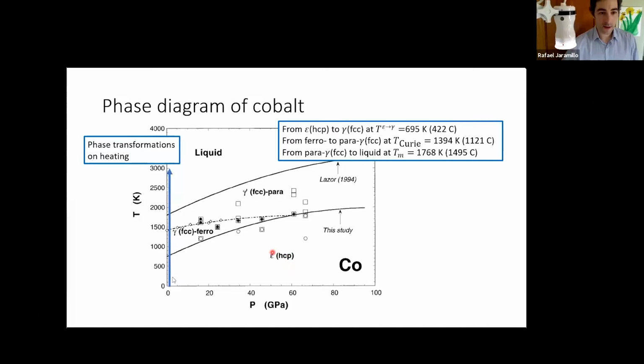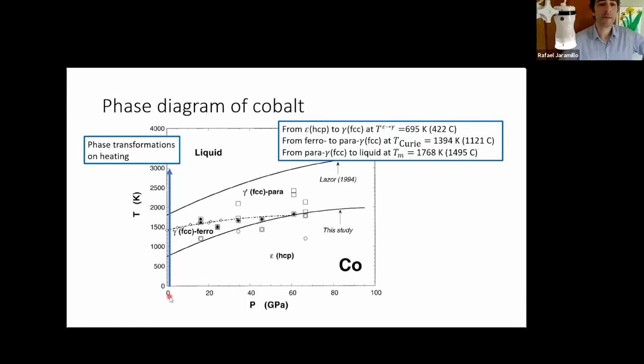So let's see, what if we heat up at ambient pressure? On this scale here, in gigapascals, ambient pressure is basically 0. This 100 gigapascals is 10 to the 8 pascals, and atmospheric pressure is 10 to the 5. So atmospheric pressure is basically along the y-axis here.